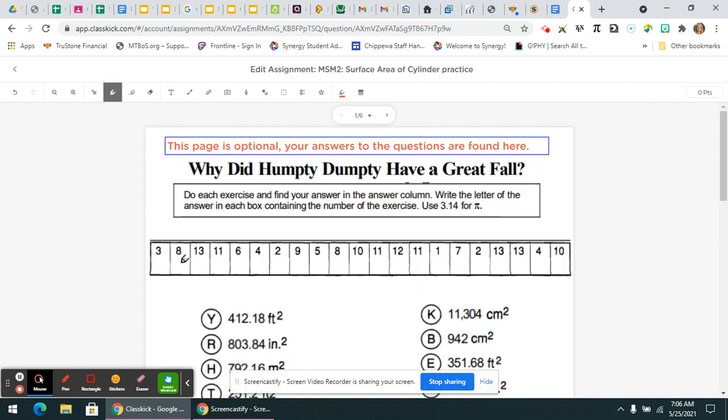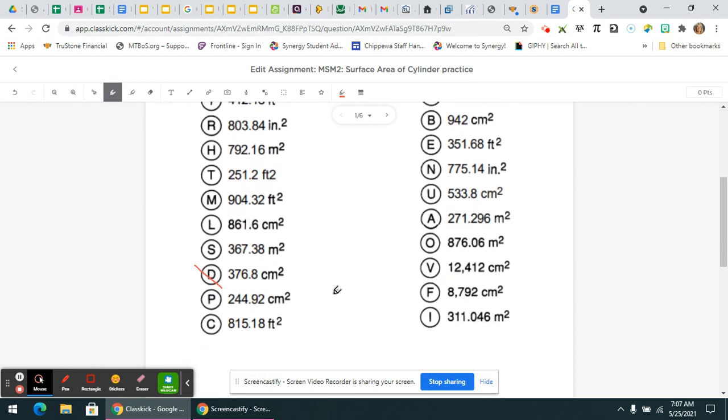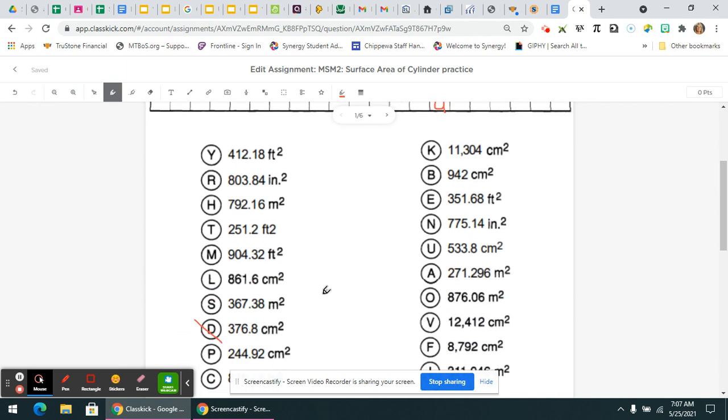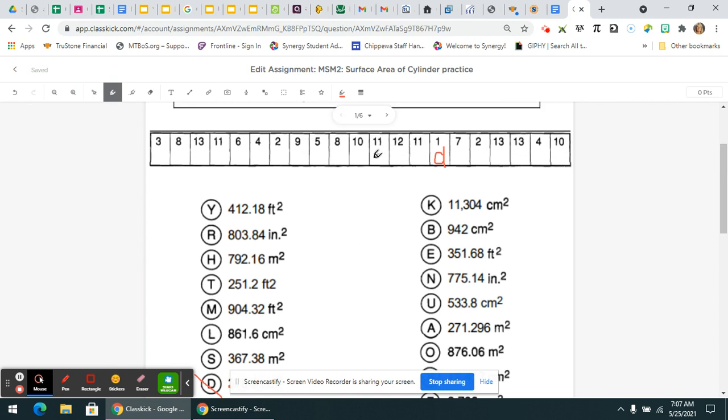So I'm going to go back and find my 1. Here's a number 1. The number 1 holds the letter D. So wherever you see a number 1, you're going to put a letter D in. And I'm happy I have my solution, so there's my D. So that one is done. So number 1 is D.